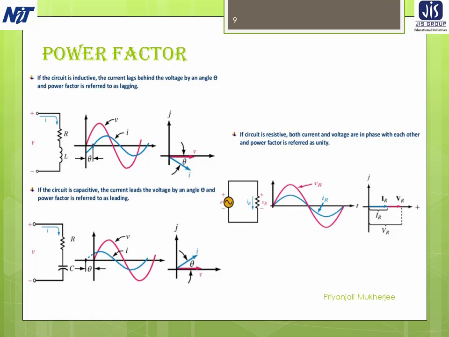Next is the RL circuit. If we consider the RL circuit, then the voltage is leading the current, or the current is lagging the voltage by angle theta. In this phasor diagram also we can see the power factor is a lagging power factor, because the current is lagging behind the voltage by theta.